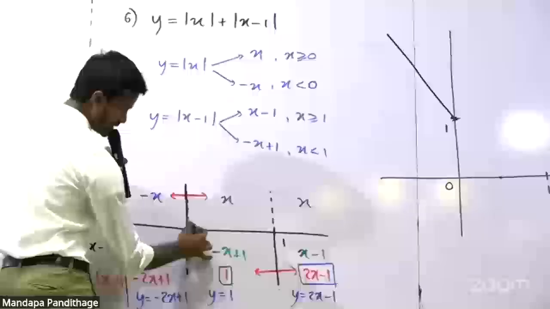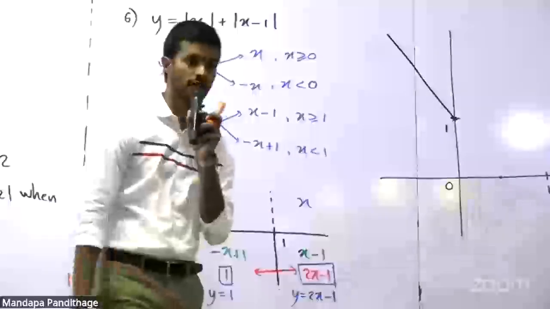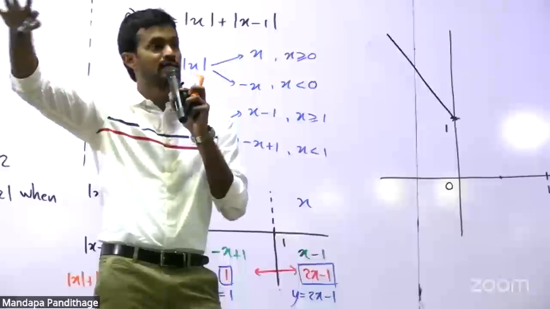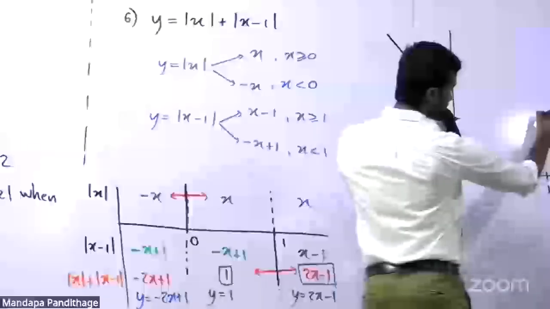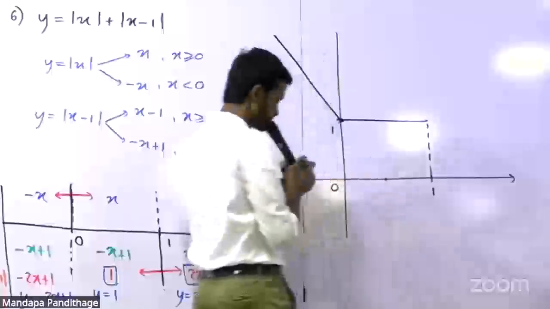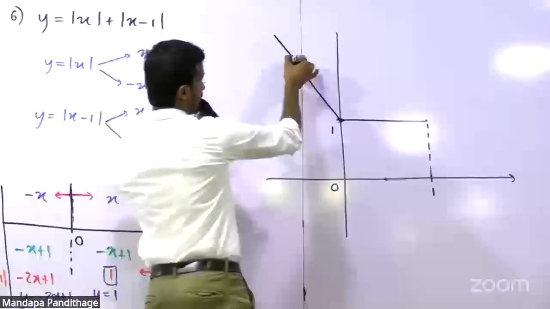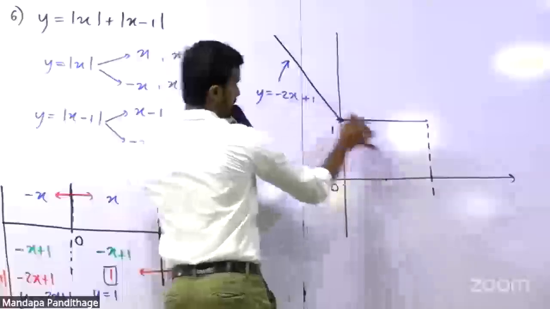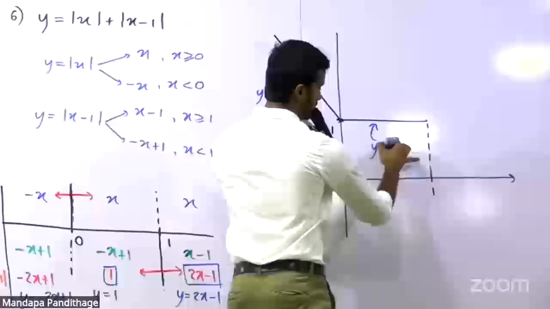Then, in between 0 and 1, you got y equals 1. Can you remember we discussed about y equals 1? What is y equals 1? It is a straight line that is parallel to the x-axis. So inside this region, between 0 and 1, you get y equals 1. So this is y equals minus 2x plus 1. This is y equals 1.